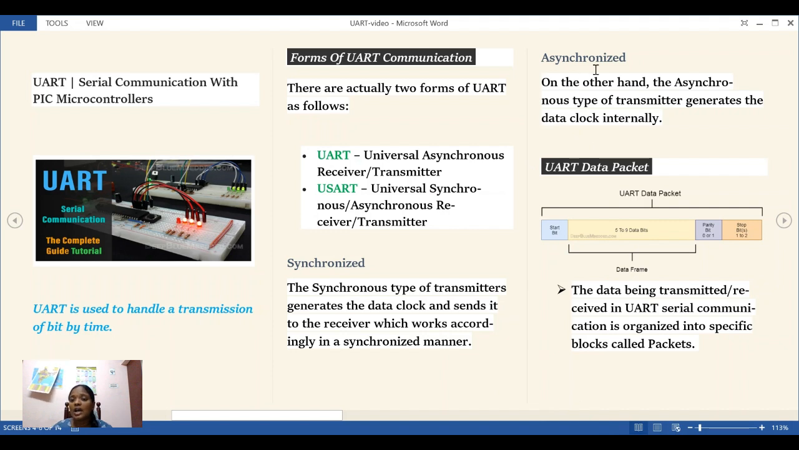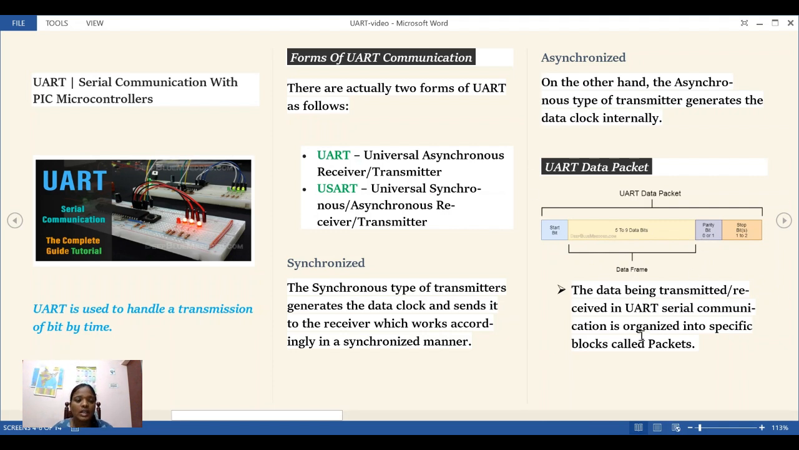But on the other hand, in asynchronous, the transmitter generates the data clock internally. Here in this UART data packet diagram, you can see there is a start bit at the start, and a stop bit at the end. There is a parity bit, and there are the data bits. The stop bit will be 1 to 2, the parity bit will be 0 or 1, and before that we can see 5 to 9 data bits. These 5 to 9 data bits are called the data frame.